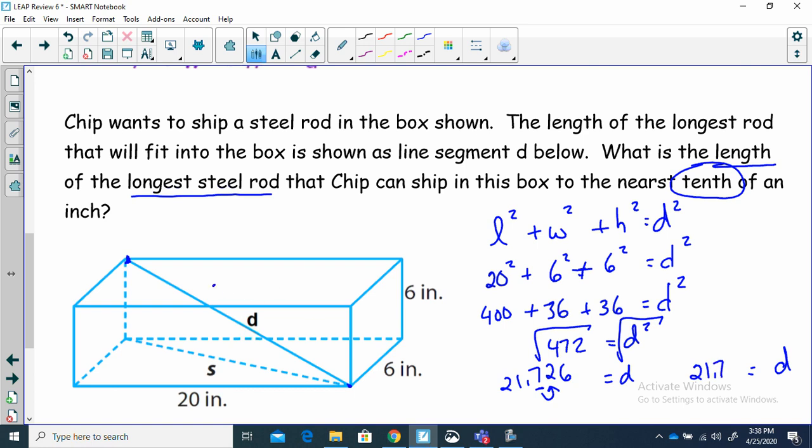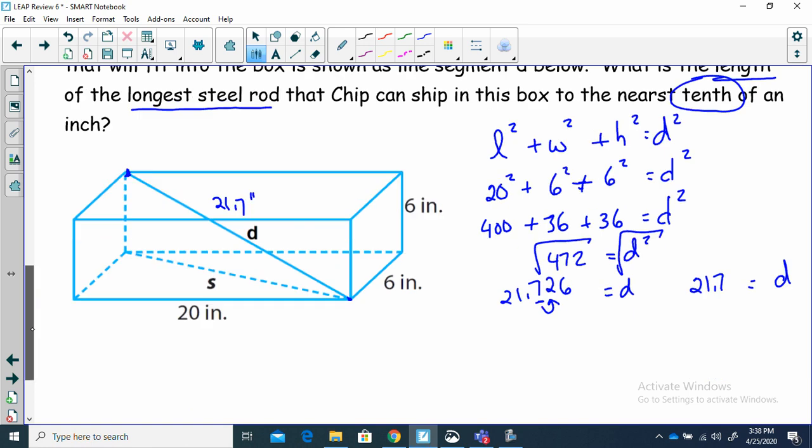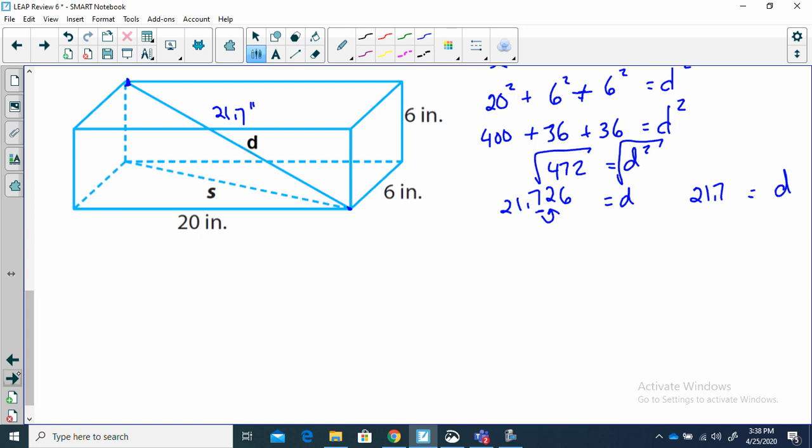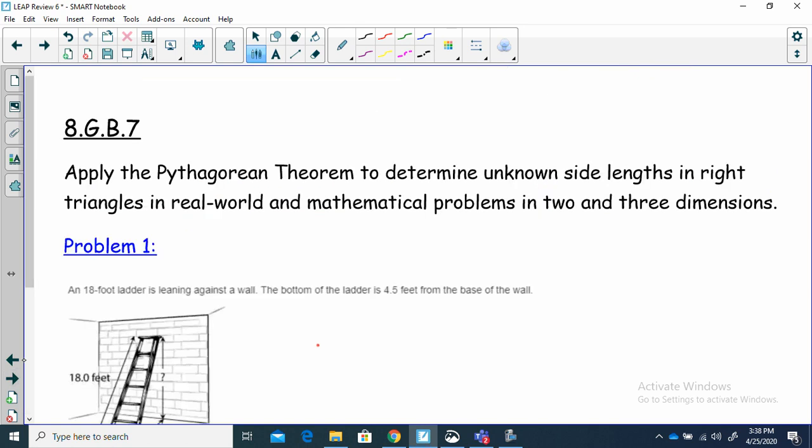Now let's see if that makes sense. 21.7. This side is 6. This side is 6. That's 20. This is going to be the longest length. 21.7. That would make sense. And that goes over how to handle 2-dimensional and 3-dimensional Pythagorean theorem problems, finding the side lengths in right triangles. That's good.